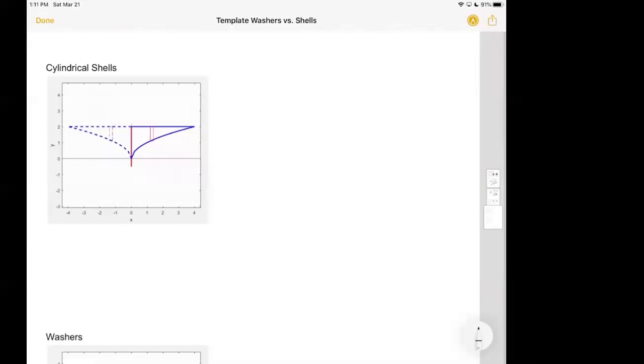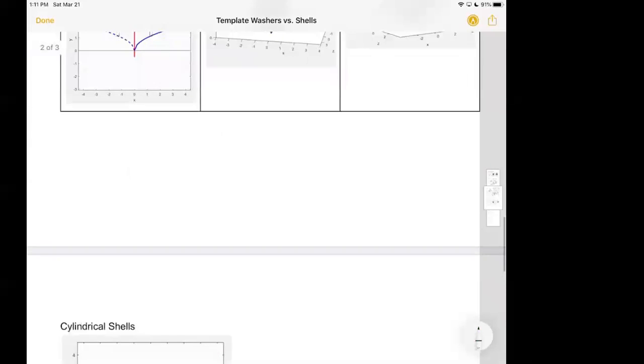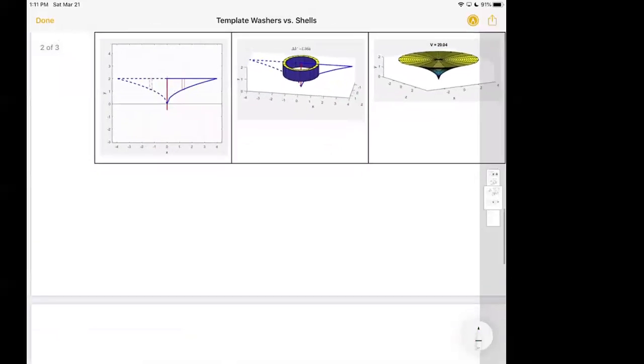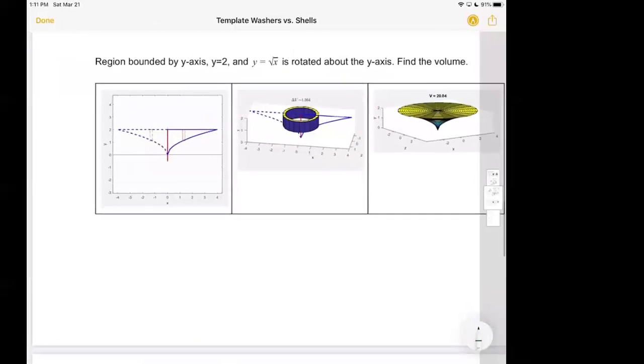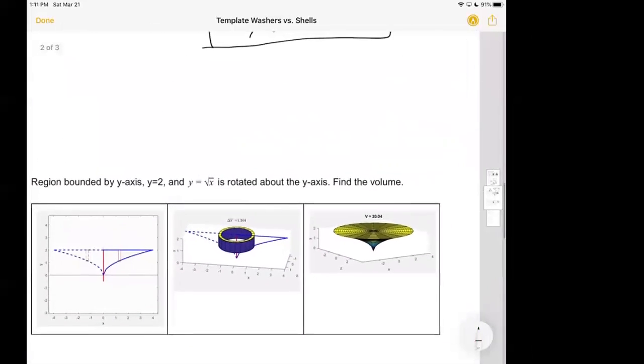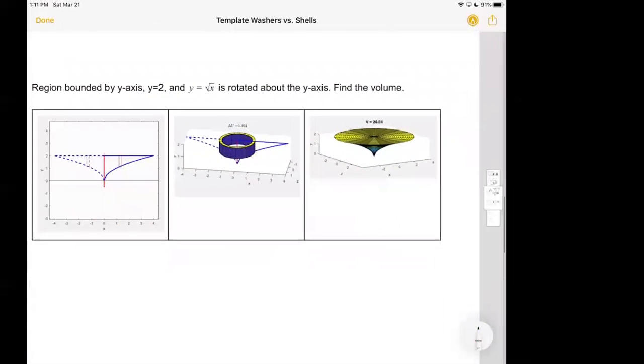Now, if I look at the top region, let me scroll on down. Oh, here we go. Okay. If instead of doing the problem I had just done, I look at the region bounded by the y-axis, y equals 2 and y equals the square root of x, and we rotate about the y-axis. Instead of having the region below the curve y equals the square root of x, we're looking at the region above it.